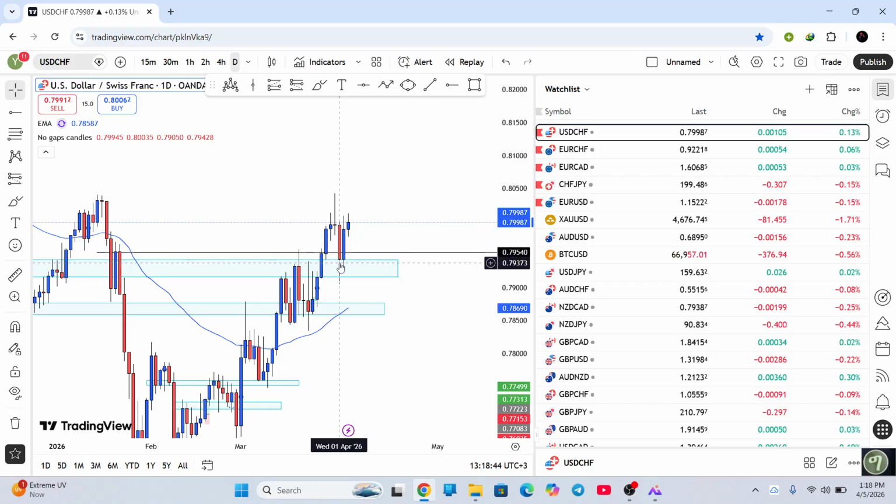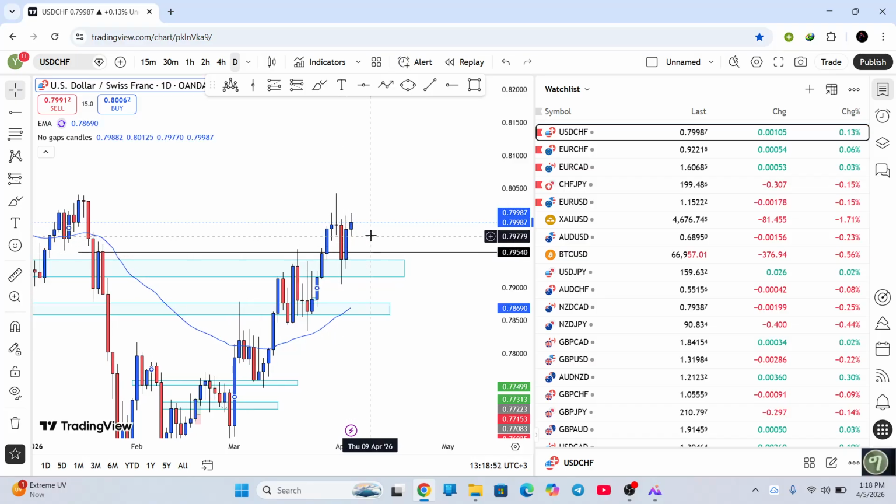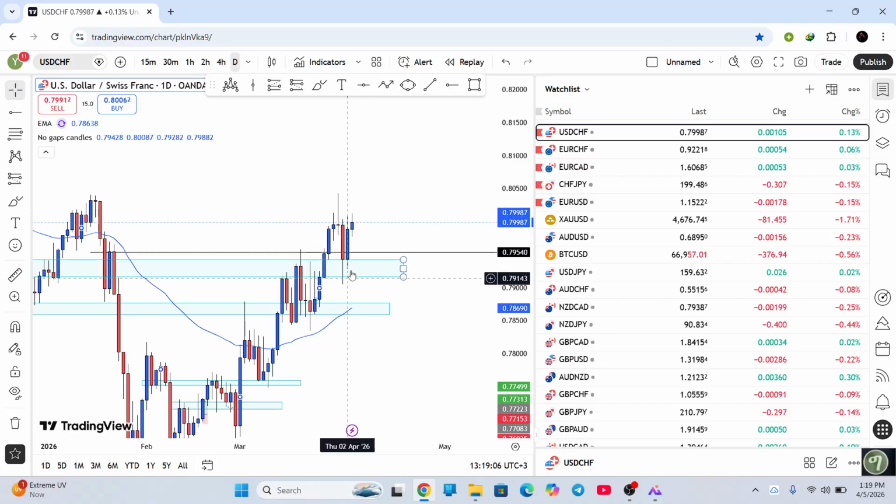Okay, we had the pullback. Right after we have the pullback, we reach the area of interest. We don't go to the 4 hour to take the trade. We always wait for the rejection to happen. But this rejection is not as clean as I wanted. I wanted something like a bullish pin bar, bullish doji, something like that. But price kind of had a strong bullish candle. That was not my expectation. I did not like that a lot.